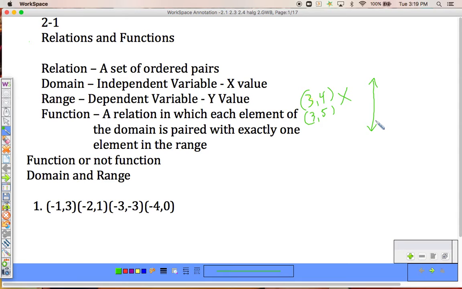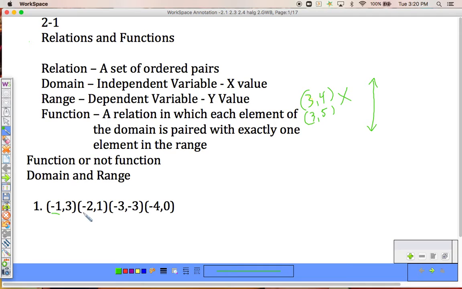My relation consists of the points (-1, 3), (-2, 1), (-3, 3), and (-4, 0). You're going to tell me if it's a function or not, and then we're going to state the domain and range. There's a couple little things about the domain and range to make it easier. All right, but first off, is this a function?